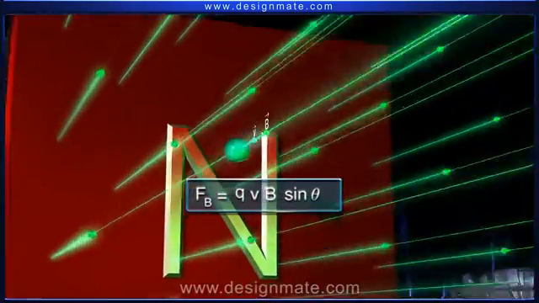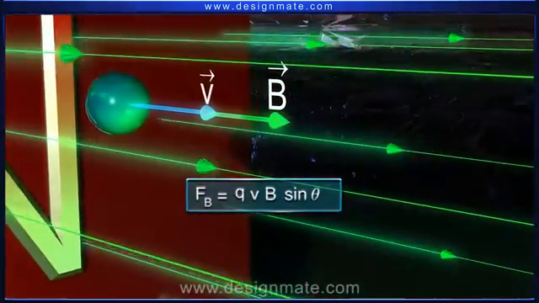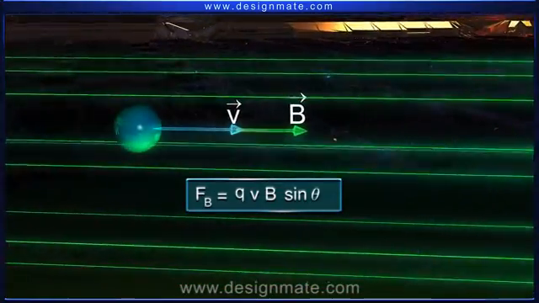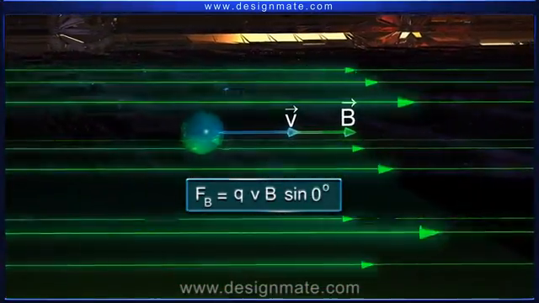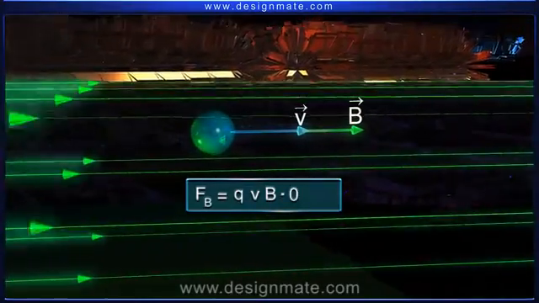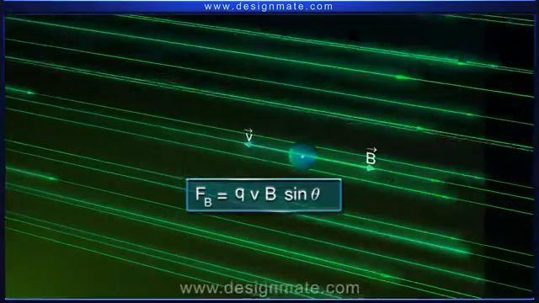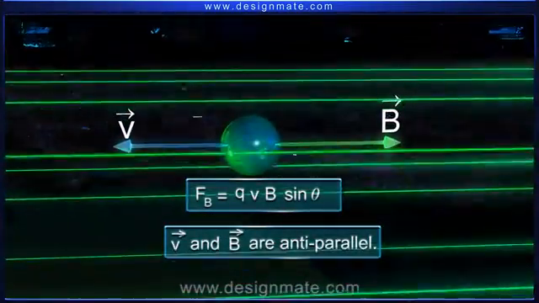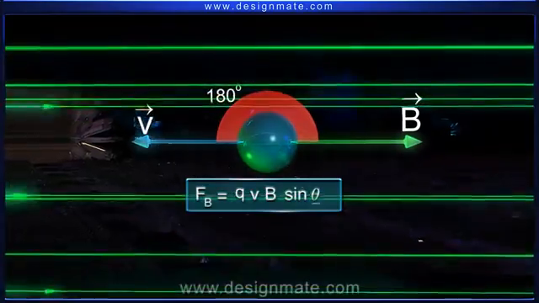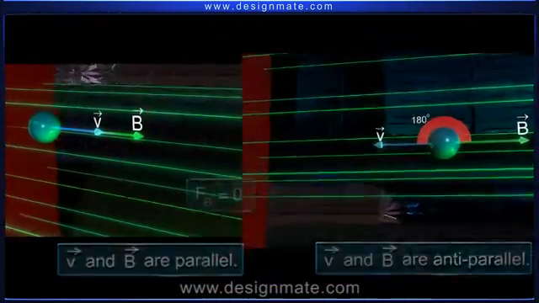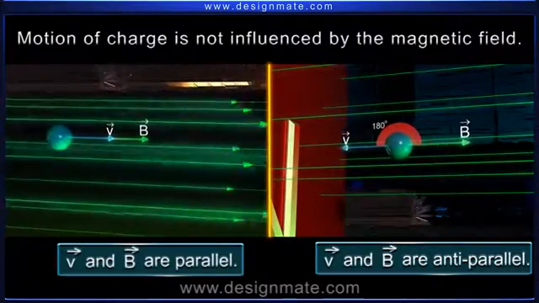This equation tells us that if a charge moves in the magnetic field with its velocity vector v parallel to vector B, that is, theta equals 0 degrees, the magnetic force acting on the charge is 0. The same is true if vector v and vector B are anti-parallel, that is, theta equals 180 degrees. In both cases, the motion of a charge is not influenced by the magnetic field.